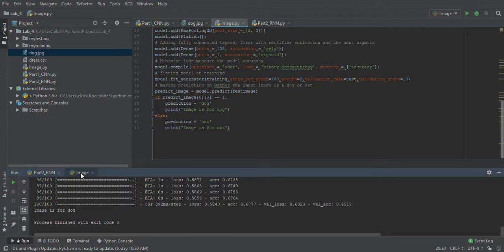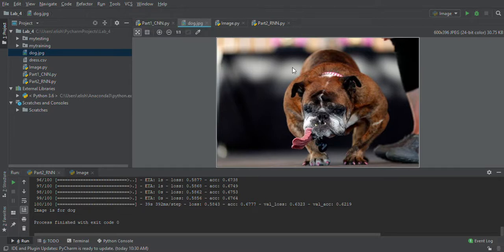I've run my model, and here are the results. So it predicted accurately that my image is of a dog, and has 62% accuracy. So here was the image that I used just in case. And that's it.